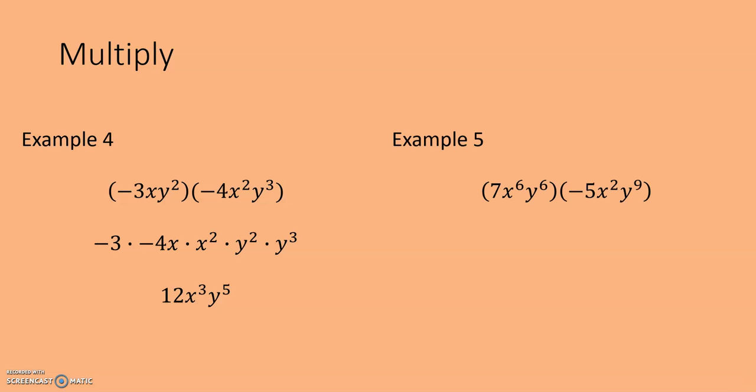Example 5, 7x to the sixth, y to the sixth times negative 5x squared y to the ninth. 7 times negative 5 times x to the sixth times x squared times y to the sixth times y to the ninth. It's negative 35 x to the eighth, y to the 15th.